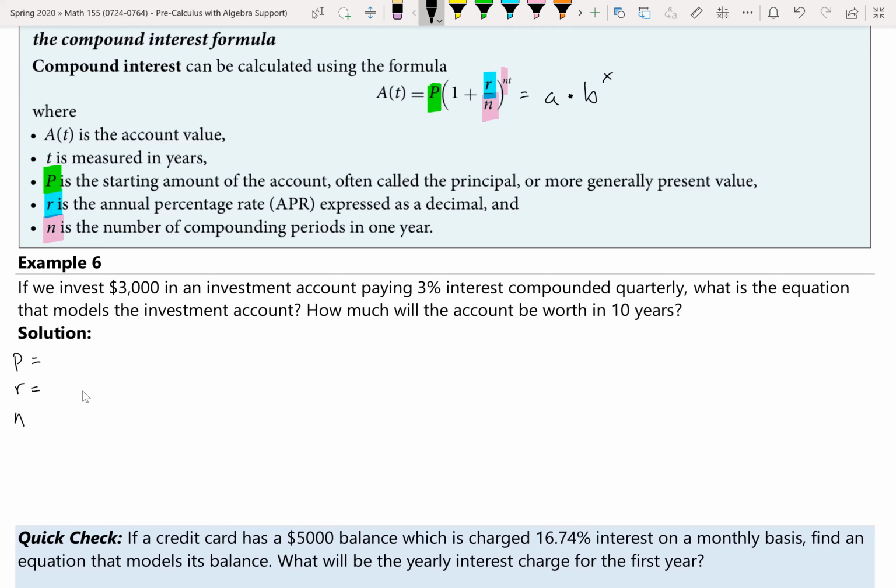Isn't P 3,000? R would be the 3%. And as a decimal, wouldn't it be 0.03? Yep. And N is compounded quarterly. So N is 4. So this N comes from compounded quarterly. It happens 4 times a year.